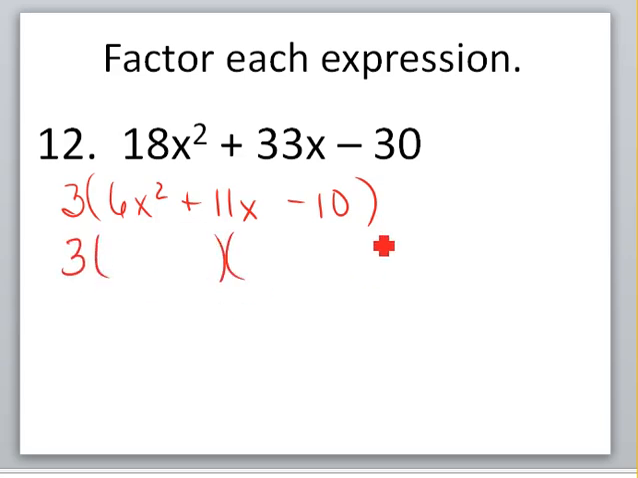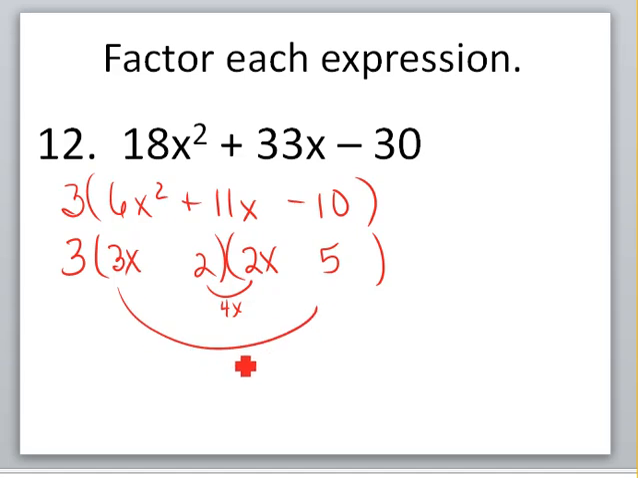I do have a couple choices for 6x squared. However, I always try the ones that are closest together first. So I'm going to try the 3x and the 2x first. And instead of the 10 and the 1 first, I'm going to try the 2 and the 5. So if I put the 2 and the 5 in here, sometimes I get lucky and I get the right answer right away.